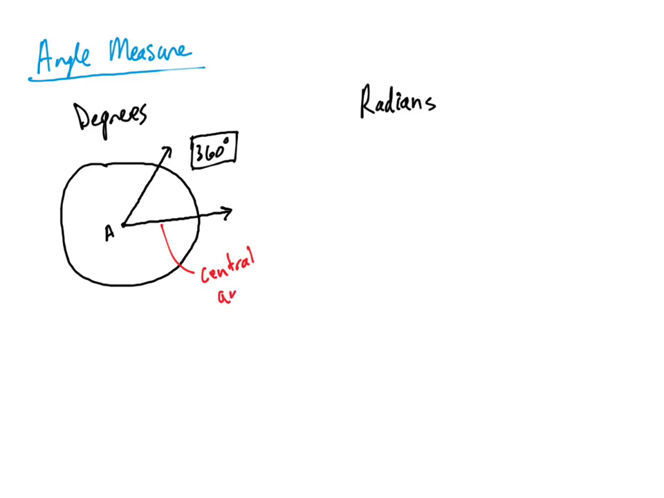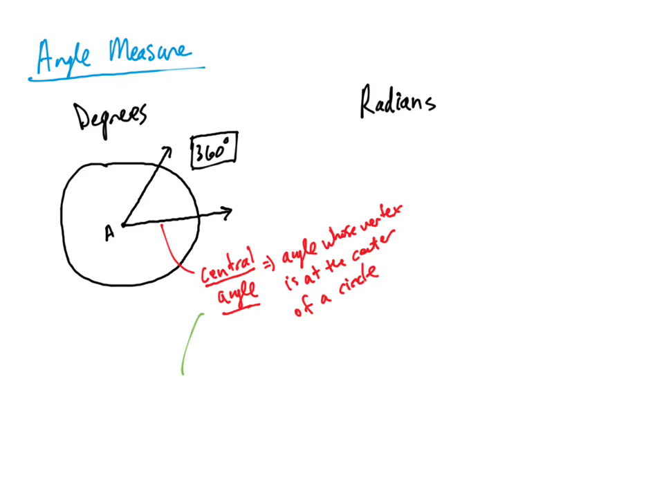Central angle. And again, that's just an angle whose vertex is at the center of a circle. This is a very common thing that we'll be talking about in this class, central angles. So oftentimes we'll place an angle's vertex at the center of a circle. We also call this type of angle an angle that is in standard position.